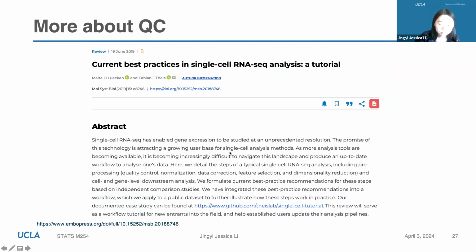Okay, and finally, before we wrap up today, I want to share this paper called Current Best Practices in Single-Cell RNA-seq Analysis, a tutorial. It's not so new. It was published in 2019, but the steps in Seurat were mentioned in this paper. And this is from Fabian Theis's lab. I think his lab developed Scanpy, and therefore they are in a very good position to do the summary. So again, the major steps are quality control, normalization, data correction, feature selection, dimension reduction. People may say it in different ways, but the steps are similar.